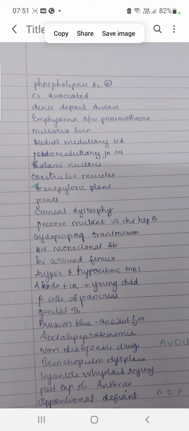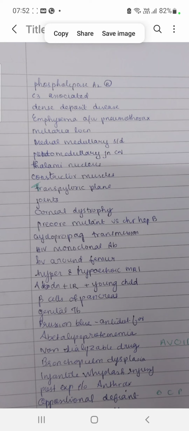Then blood vessels around the femur. Remember, it is the inferior gluteal artery. Superior gluteal artery is not involved, it is the inferior gluteal artery, and also the branches from profunda femoris, that is lateral circumflex and medial circumflex femoral artery.